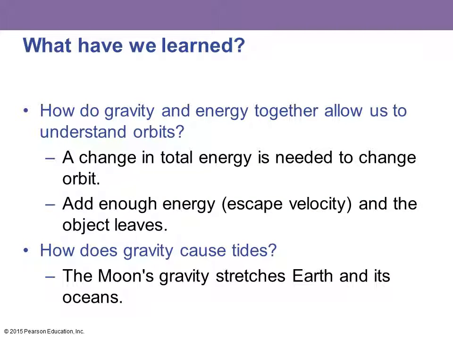How do gravity and energy together allow us to understand orbits? Well, a change in total energy is needed to change an orbit, and if you add enough energy, you reach escape velocity and the object leaves orbit. Finally, how does gravity cause tides? Well, the moon's gravity stretches the Earth and its oceans, but the oceans are fluid, so they react to the gravitational tug of the moon and the sun, and by that we see different heights of the ocean level depending on where we are on the Earth and what phase the moon is in.